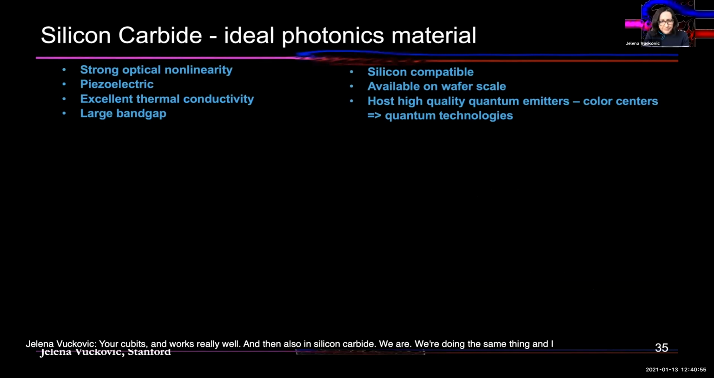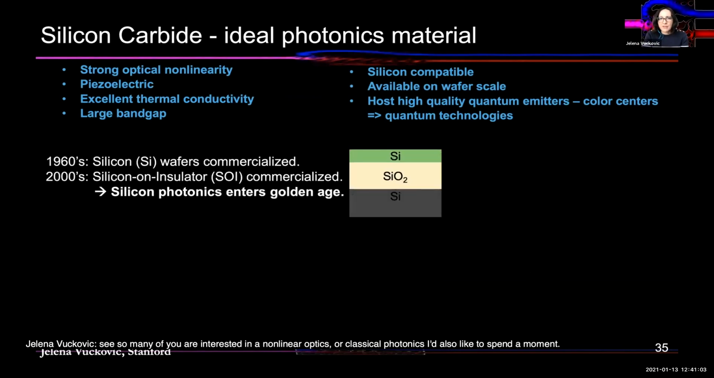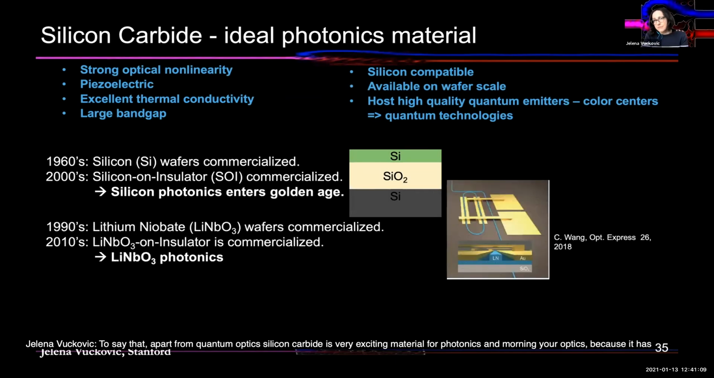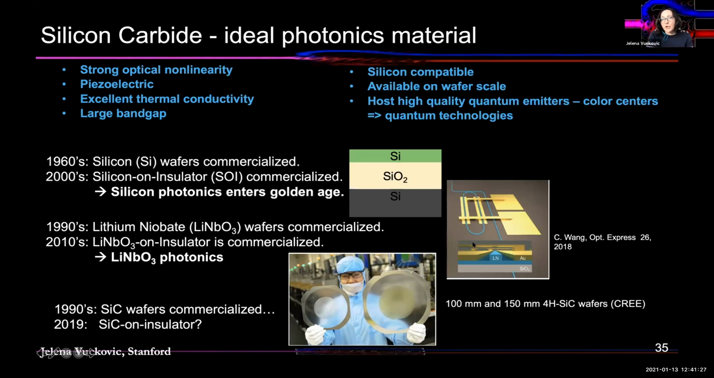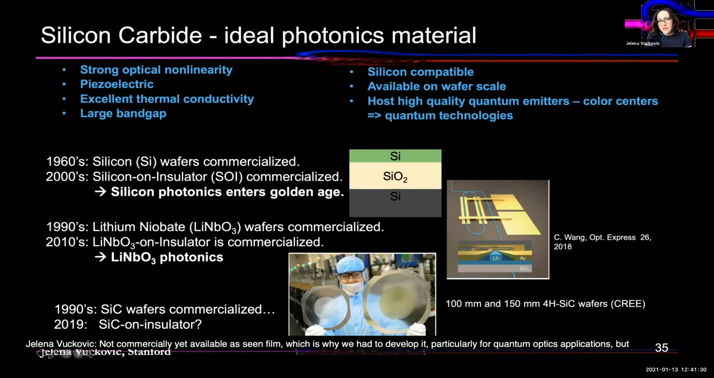And then also in silicon carbide, we're doing the same thing. And since many of you are interested in nonlinear optics or classical photonics, I'd also like to spend a moment to say that apart from quantum optics, silicon carbide is a very exciting material for photonics and nonlinear optics, because it has strong second order optical nonlinearity and third order nonlinearity. And it's also piezoelectric, has large band gap, excellent thermal conductivity. It's much cheaper than diamond, available on wafer scale from companies like Cree. Not commercially yet available as thin film, which is why we had to develop it, particularly for quantum optics applications.